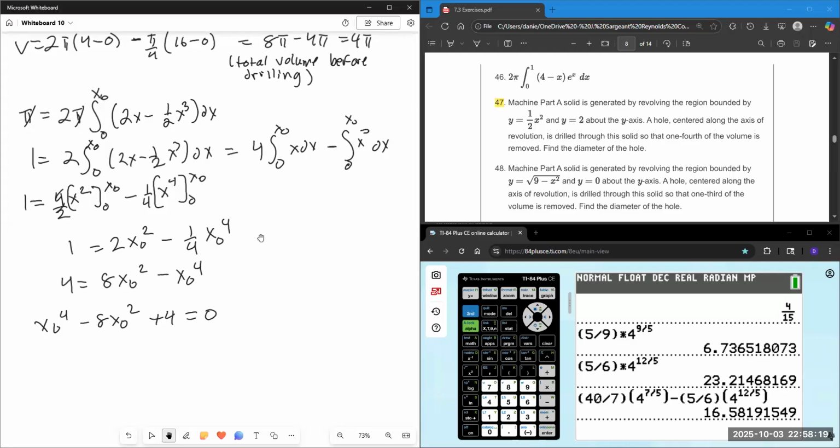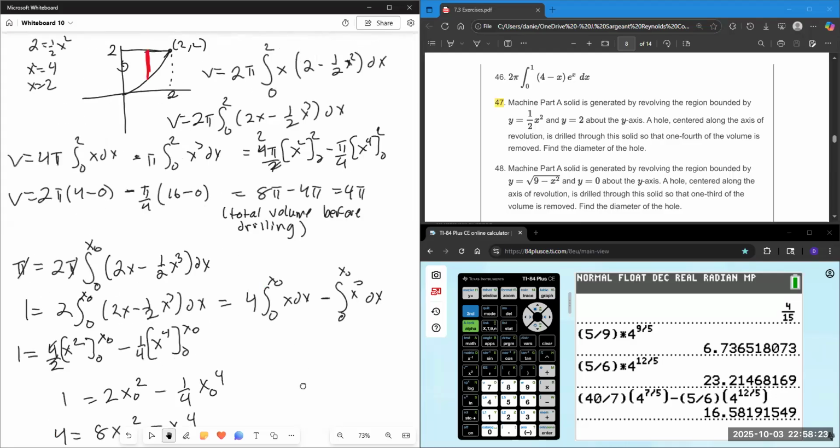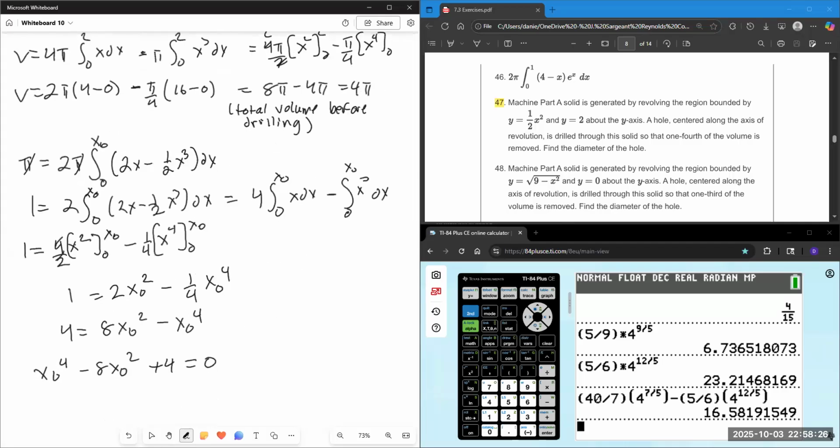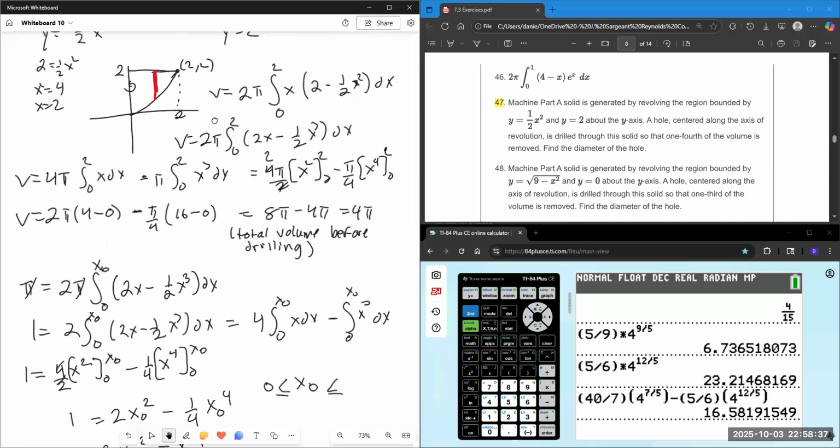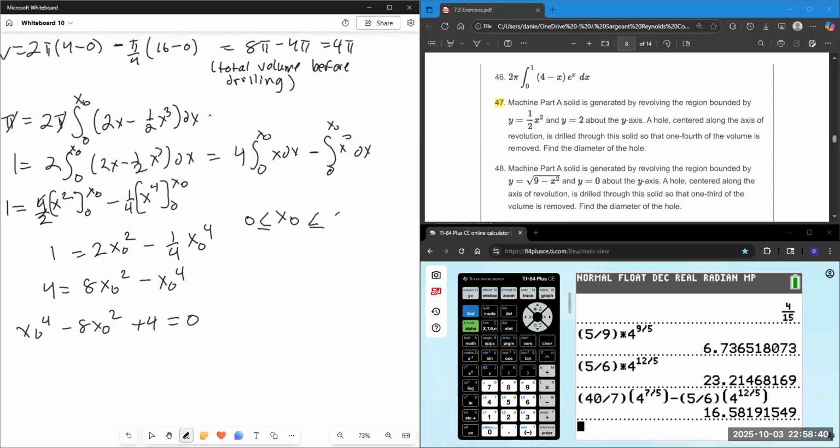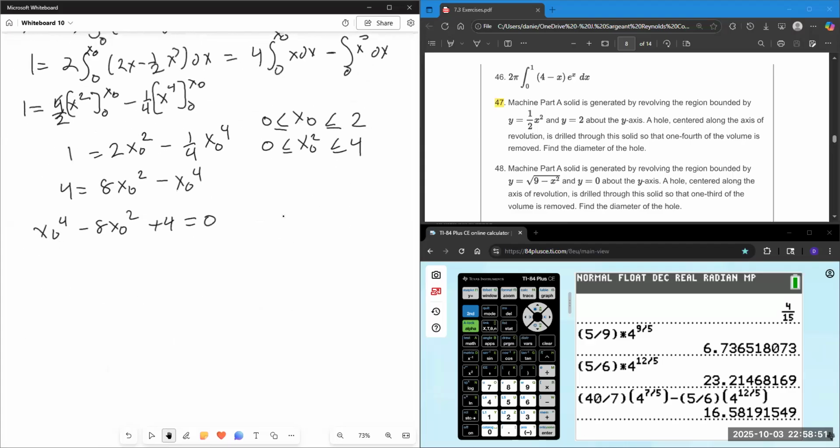And before I do any work, I want to think about some things here. So my x naught, which is my radius that I'm going to drill, needs to be a positive number, but it has to be less than this width here, which is 2. And I'm solving for x naught squared with this, so square these values. X naught squared is going to have to be between 0 and 4.